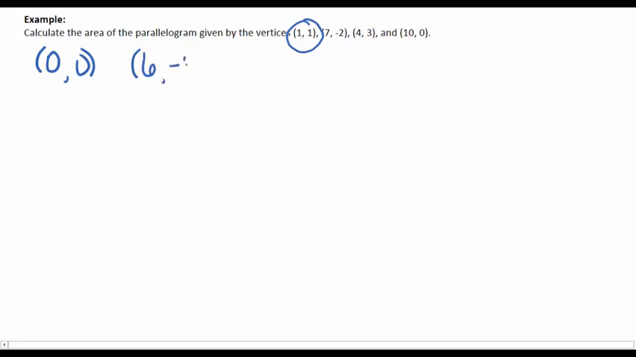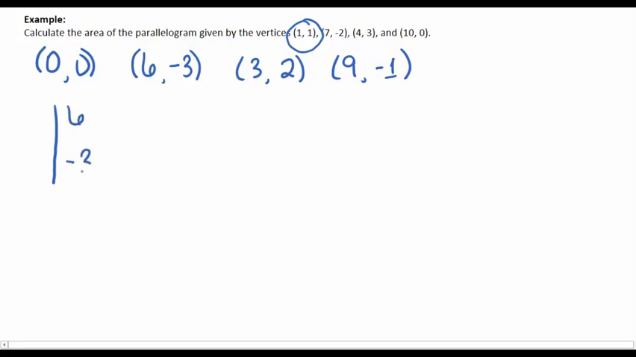So I get 6, -3, 3, 2, and 9, -1. Once again, you'll notice that the second plus the third is equal to the fourth, so I get to ignore the fourth. Taking this gives me 12 minus -9. So this one has an area of 21 square units.